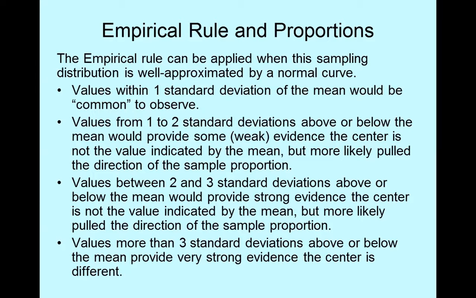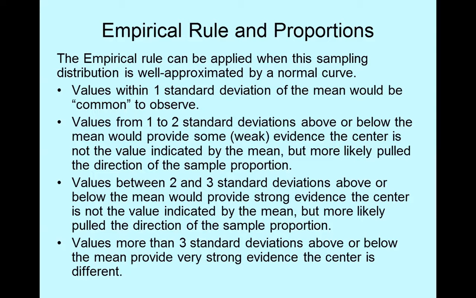Now, the empirical rule can also be applied when the sampling distribution is well approximated by a normal curve, because remember, a normal would be symmetric and bounded, so we can apply the empirical rule. Values within one standard deviation of the mean would be common to observe. That's exactly what you would expect to happen. Values that are between 1 and 2 standard deviations, either above the mean or below the mean, would provide a little bit of evidence, but it's pretty weak, that the center is not really quite correct as indicated, and that value probably should be pulled the direction that your sample proportion is located.